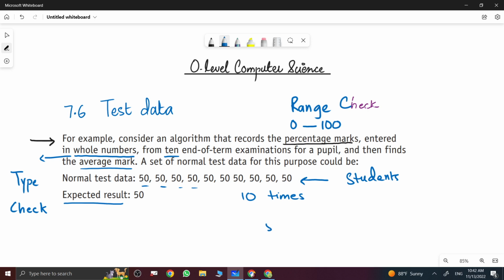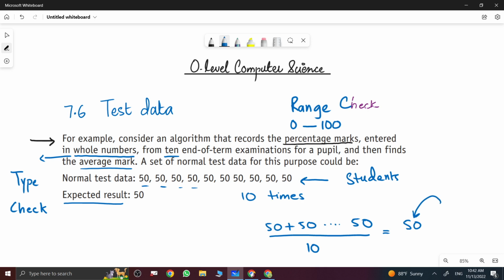Why? Because when you calculate the average and divide by the number of examinations, which is 10, you will get 50. So as per the normal test data, the expected result is 50. Now, when you test your algorithm with this normal test data and you get 50% as an average, it means that the algorithm is working correctly. There is no error in it.